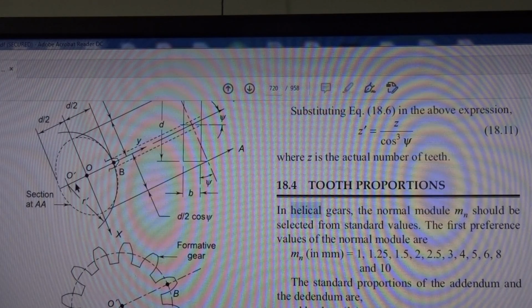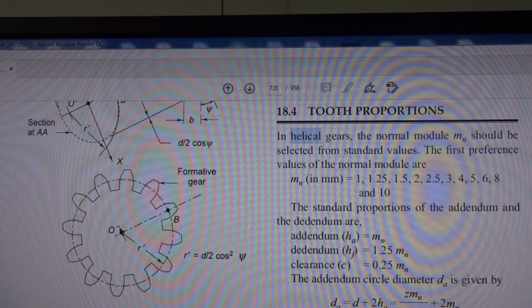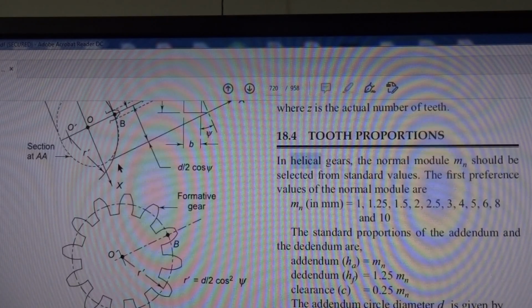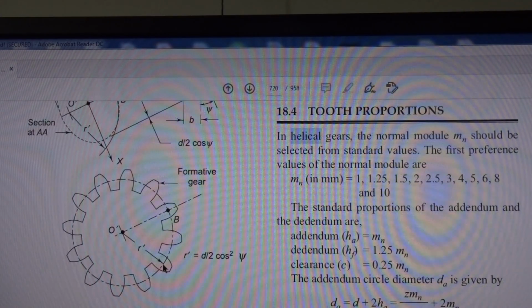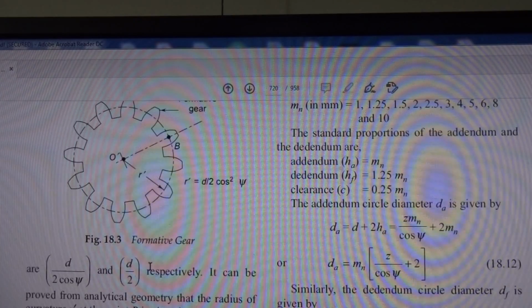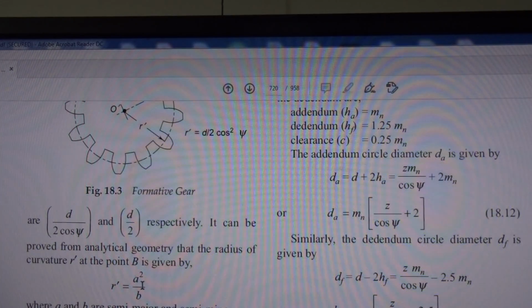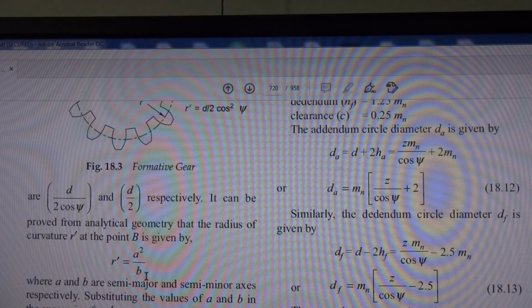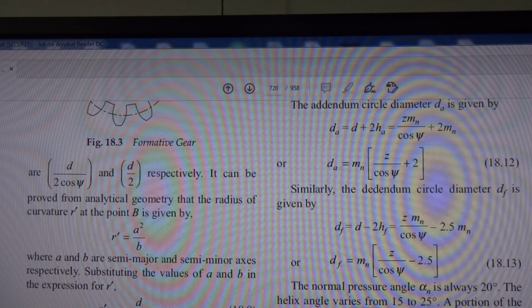When we draw a circle along this tangent line, by relations there is a circle which is drawn by considering this as the circular pitch. The radius of this circle will be r dash, and r dash is obtained mathematically as a squared by b. We substitute the values of a and b, so r dash is equal to d upon 2 cos squared psi.